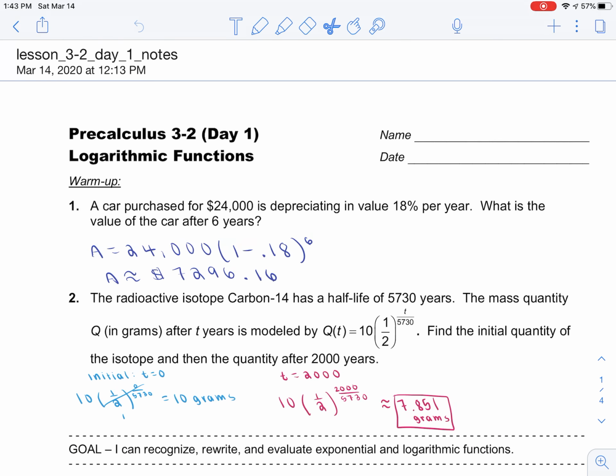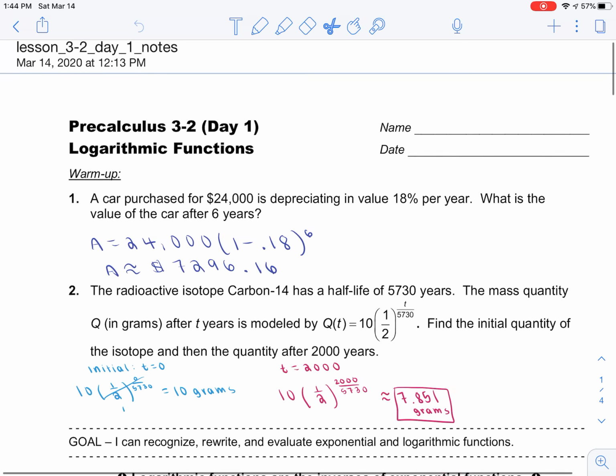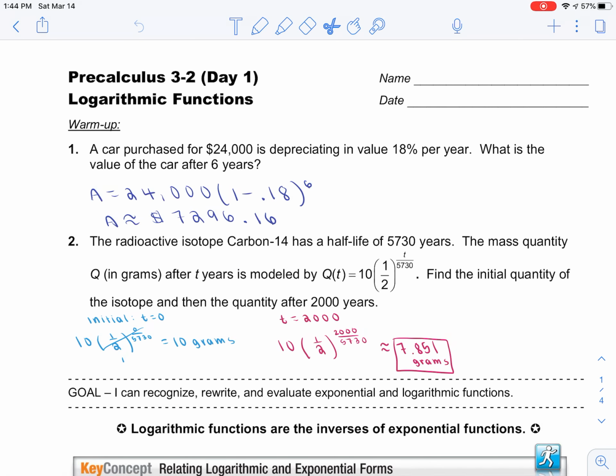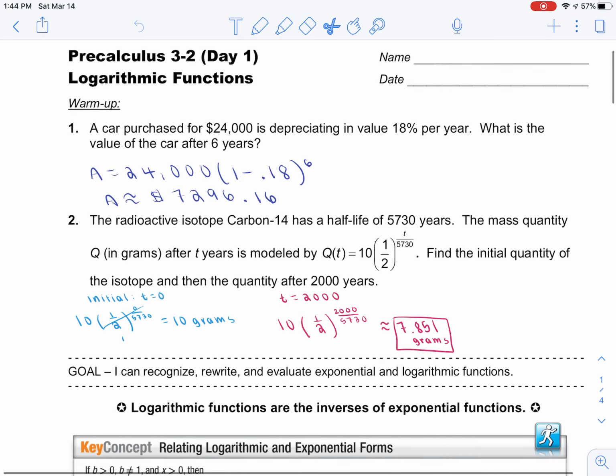Here are the answers to the warm-up. Please email me if you have any questions. Today, we're going to be looking at log functions. And log functions can be very scary when you first learn them. Thankfully, this is your second time learning them, so hopefully it'll come back. And if you do have questions, please let me know.